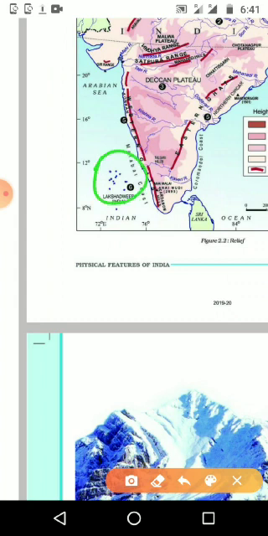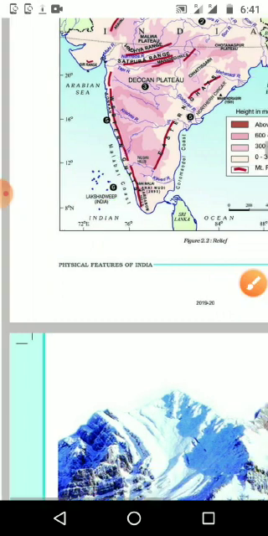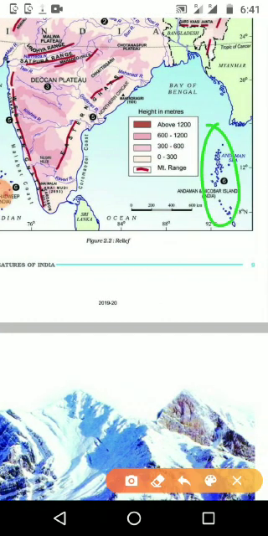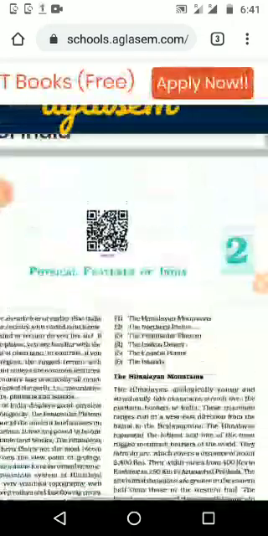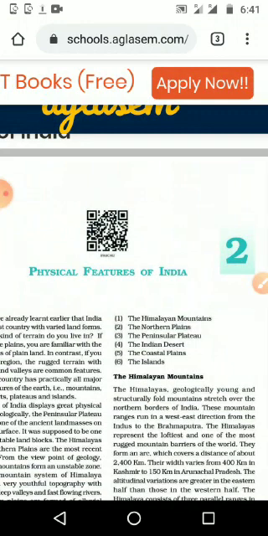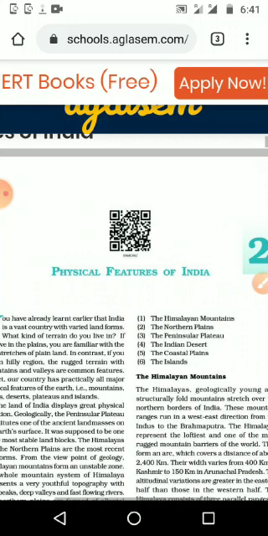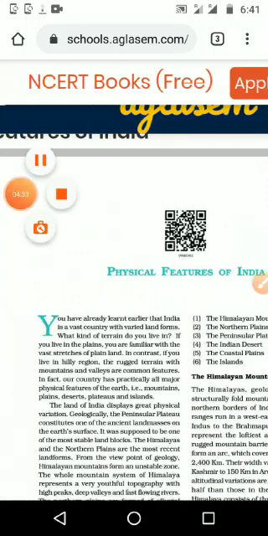Lakshadweep is on the left side, and Andaman Nicobar is on the right side of the Indian map. Andaman Nicobar is in the Bay of Bengal, and Lakshadweep in the Arabian Sea. These are the major things we want to study in the lesson. So what are the major topics we are going to study in the lesson of physical features of India. Let us see one by one, word to word and sentence to sentence.